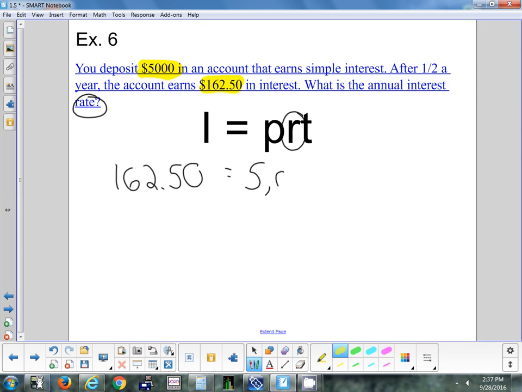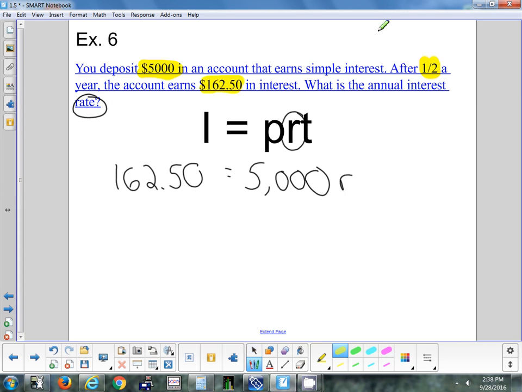Kaylee, what am I going to put? 0.5? I can use a half, but it might be better to put 0.5 because sometimes decimals are a little bit easier to work with. You guys get afraid of fractions sometimes, and I do too. All right? So that's what we got. Now, Mr. Hager's going to put parentheses around this.